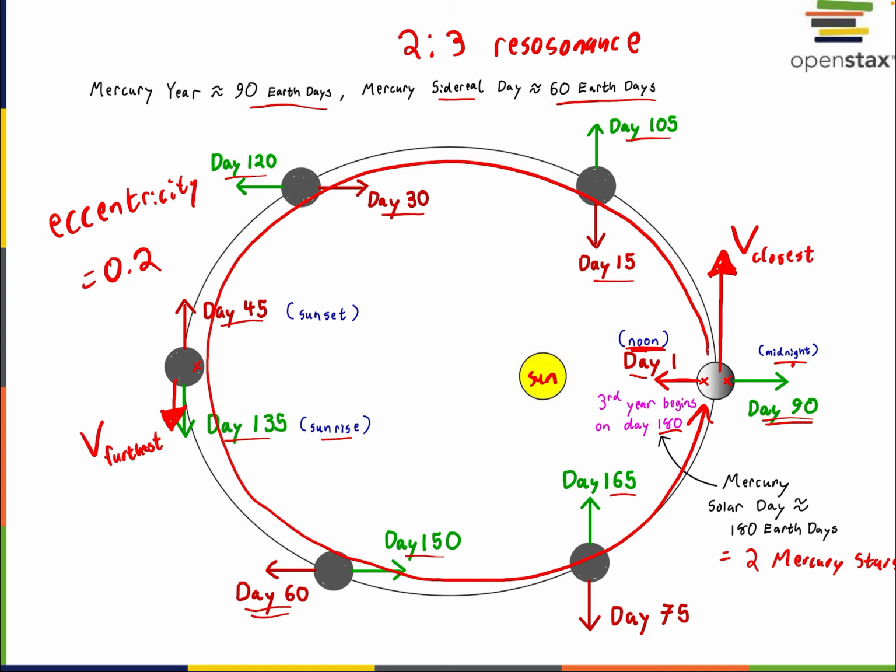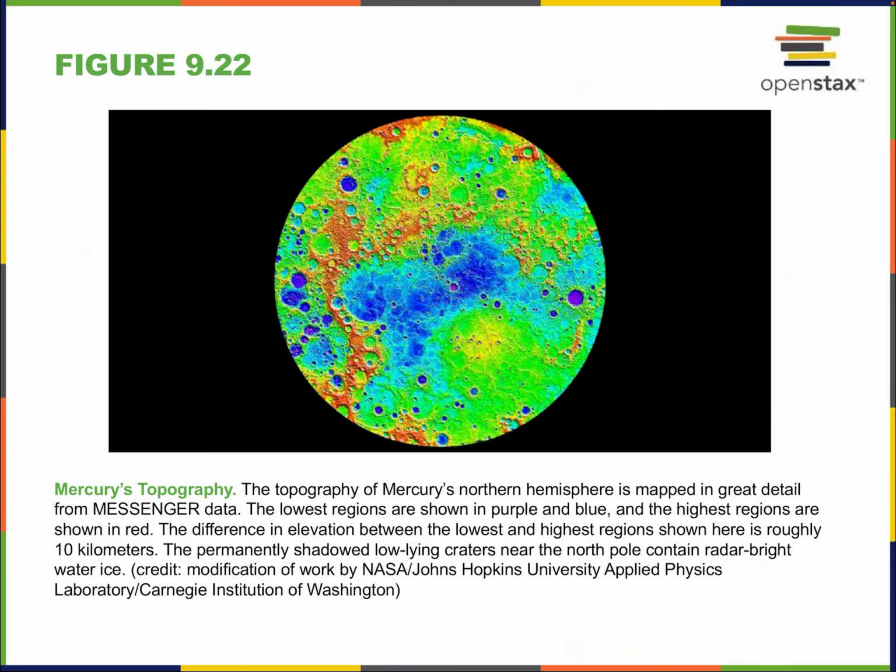And because the velocity becomes so great when Mercury is closest to the sun, it actually starts orbiting faster than it's rotating, and the sun will drift backwards in the sky for about half an Earth day. So for about 12 hours of time, right around noon for this location on Mercury's surface, the sun actually drifts backwards in the sky because Mercury is moving faster in orbit than it's rotating. Okay? So Mercury is truly a remarkable planet.